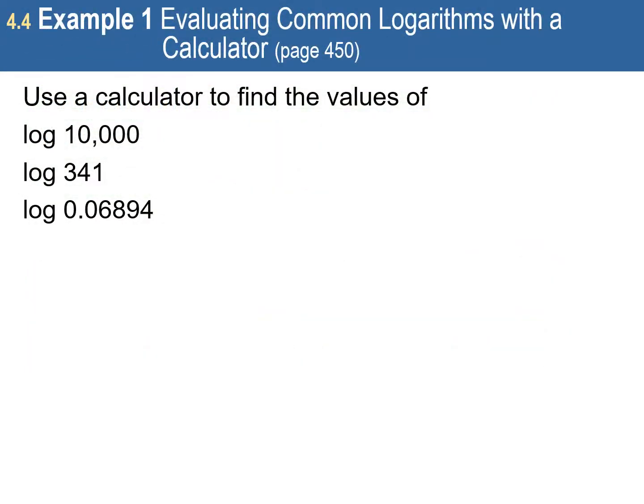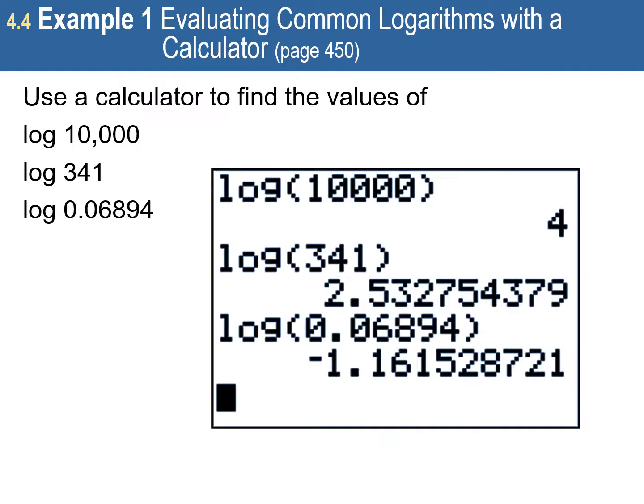So you can use a calculator to find these values. You need to find the button on your calculator. It literally says log. So log of 10,000 is 4. Log of 341 is 2.53. Log of 0.06894 is minus 1.1615.